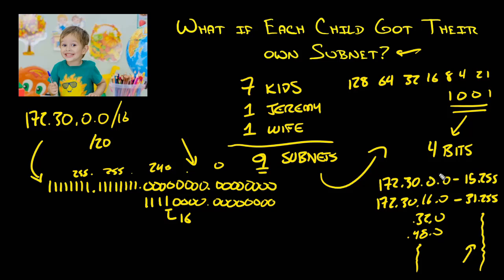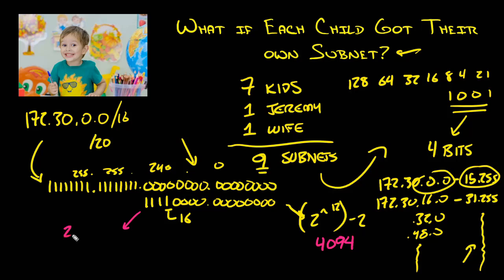Now, we always have to remember they can't use the very first IP address and the last IP address. House rules. So in reality, if I really wanted to find out how many IP addresses each kid got, I would say 2 to the power of zeros. That would be 2 to the 12 minus 2, because you can't use that first and last one. That would be 4,094 IP addresses.